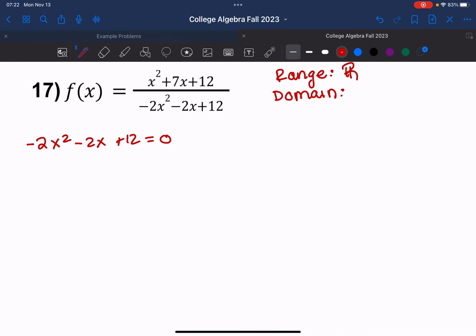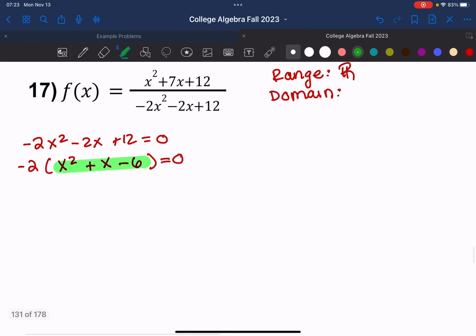Since it's a quadratic equation, we can choose to factor or we can choose to use the quadratic formula. But before you do either method, is there a GCF that we can take out of the entire problem? Negative 2, because remember, we don't want our a value to be negative. So we take out a negative 2, and we're left with x squared plus x minus 6 equals 0. We took out that GCF. Okay? So that means we're only looking at this inside parentheses in order to factor.